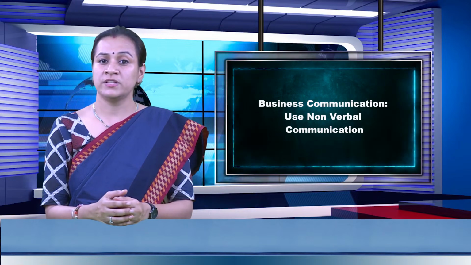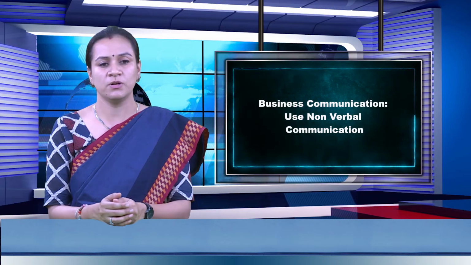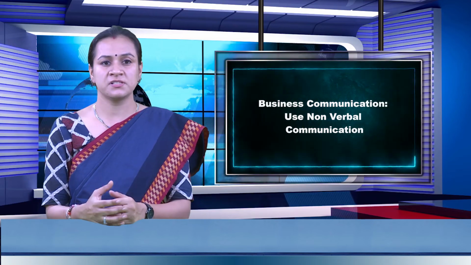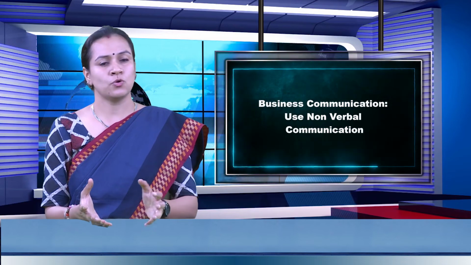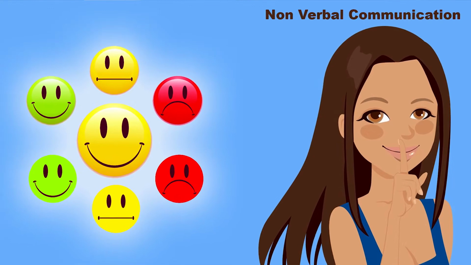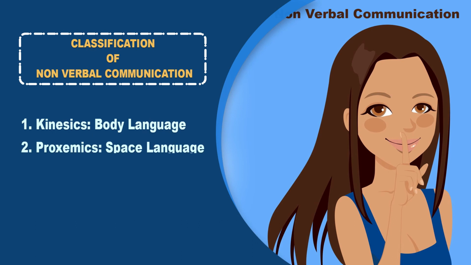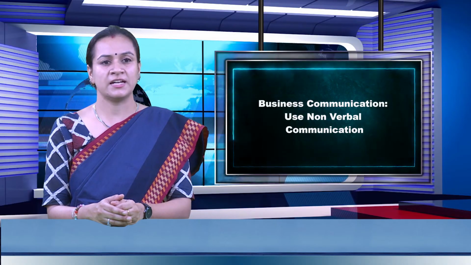Exchange of messages without words which takes place between two parties falls within the category of non-verbal communication. It includes all wordless signs, symbols, gestures, facial expressions, colors, setting of the surroundings, time, and so on. Non-verbal communication can be classified into the following categories. The first is kinesics, body language. Second is proxemics, space language. The third is time language. Fourth is paralanguage. And the fifth is sign language. Now, let us take a look at these.